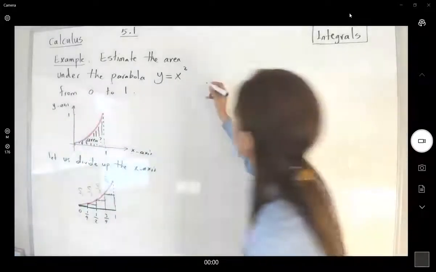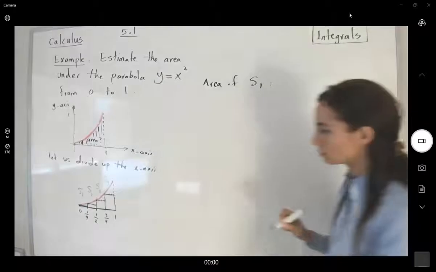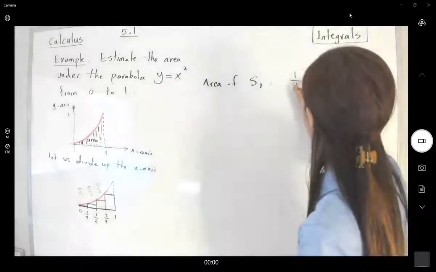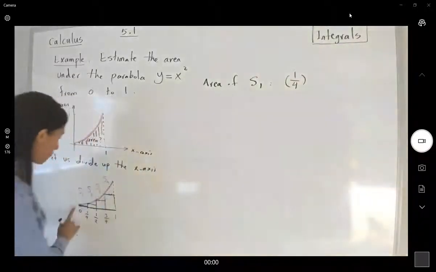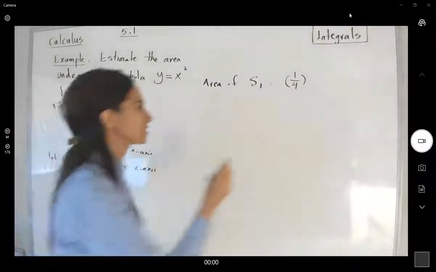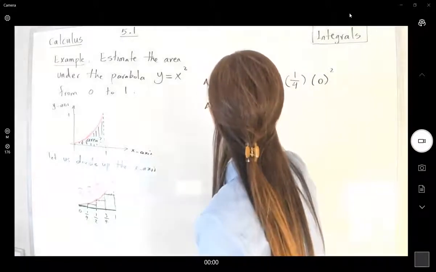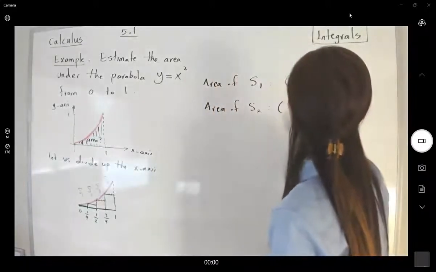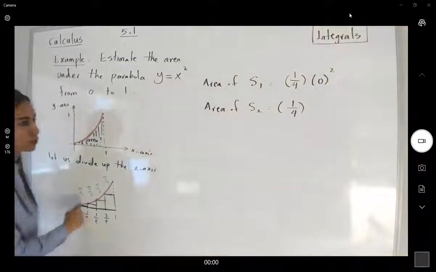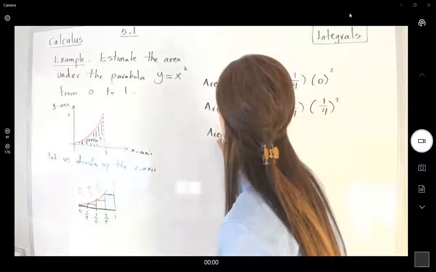So in this case, you can find the area of S1. The length here is a fourth, but as you can see, the y value is 0 squared, or just 0. The area of S2 is going to be a 4 times the y value here, which is a 4th squared. So, a 4th squared.